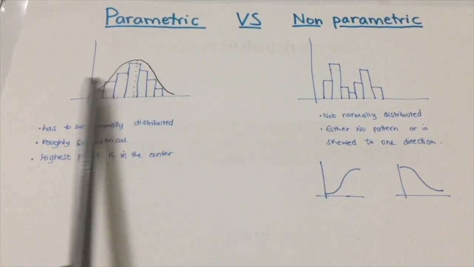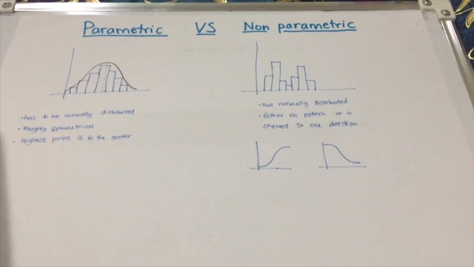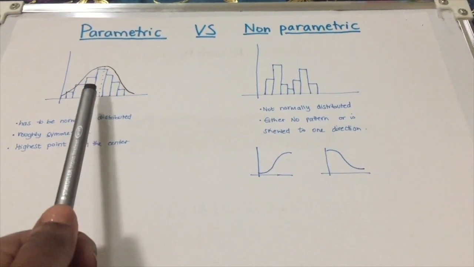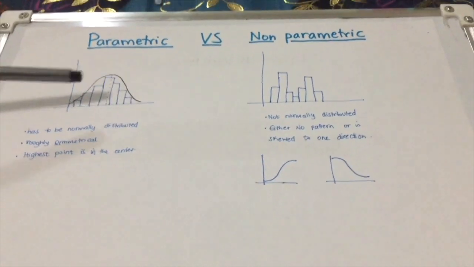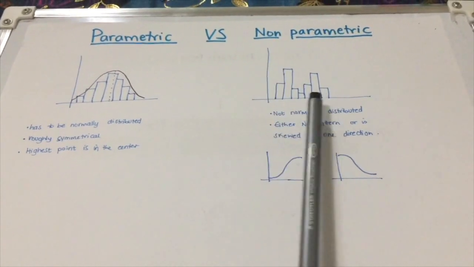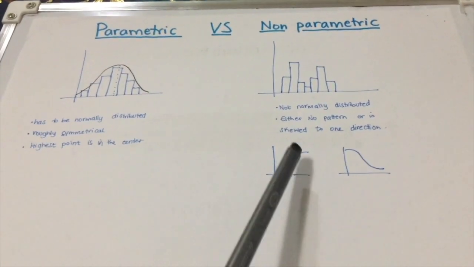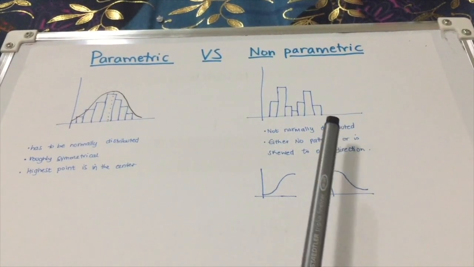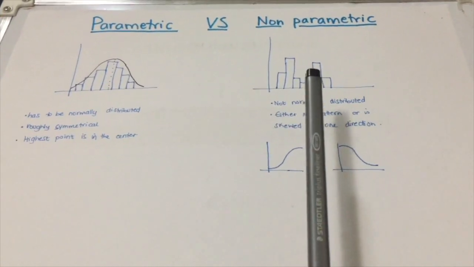If the histogram looks something like this, or in other words, it has a bell-shaped curve, we can say it's normally distributed. It also has to be roughly symmetrical, so that means that the highest point is kind of in the center and both sides look similar or the same. The other type of graph is non-parametric, and that one has no specific pattern, or it is skewed to one direction. So the curve looks skewed, or it's not normally distributed. It's not symmetrical, and it doesn't have a specific pattern.